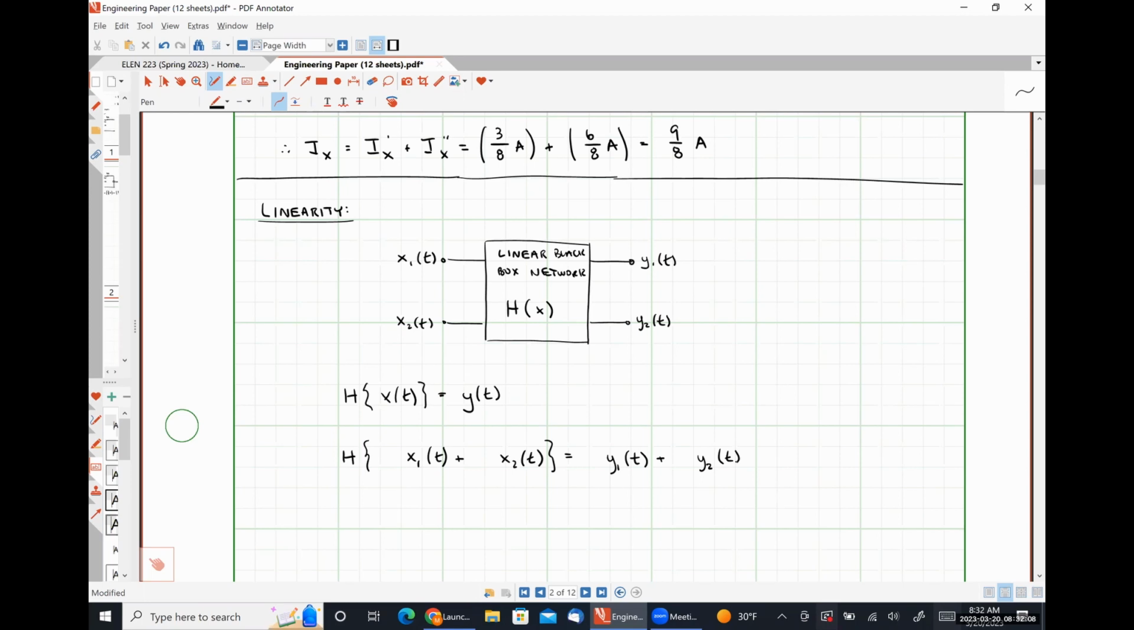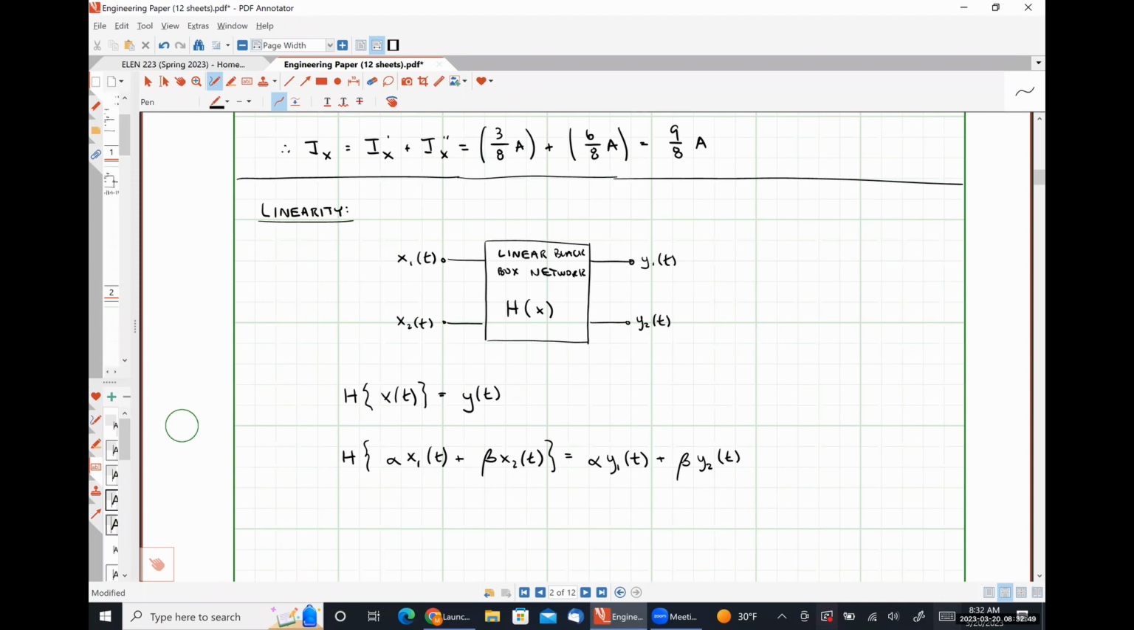Where linearity is different, or where it's bigger than just superposition, is that there's also a scaling property or homogeneity property of linearity. Okay? So if I scale my input by a factor of alpha, my output also scales by a factor of alpha for a linear system. But I can scale my inputs by different factors. So if X2 was scaled by a factor of beta, then my output Y2 would also be scaled by this factor of beta.